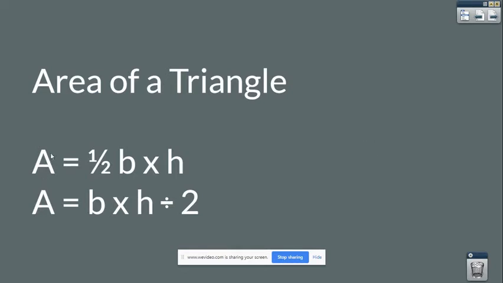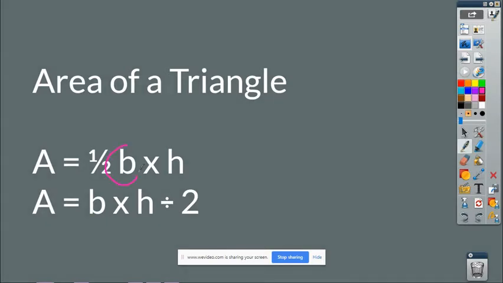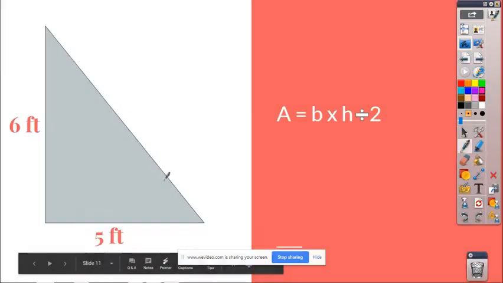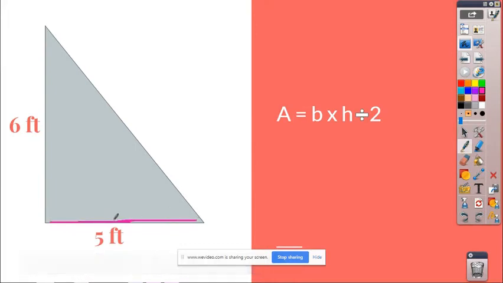The area of a triangle, that's what this A is, is half of the base times the height. So this B is the base, and this is the height. What do those mean? I'll show you. So here's a triangle. This down here is your base. The base of anything is always the bottom. And then your height is right here.